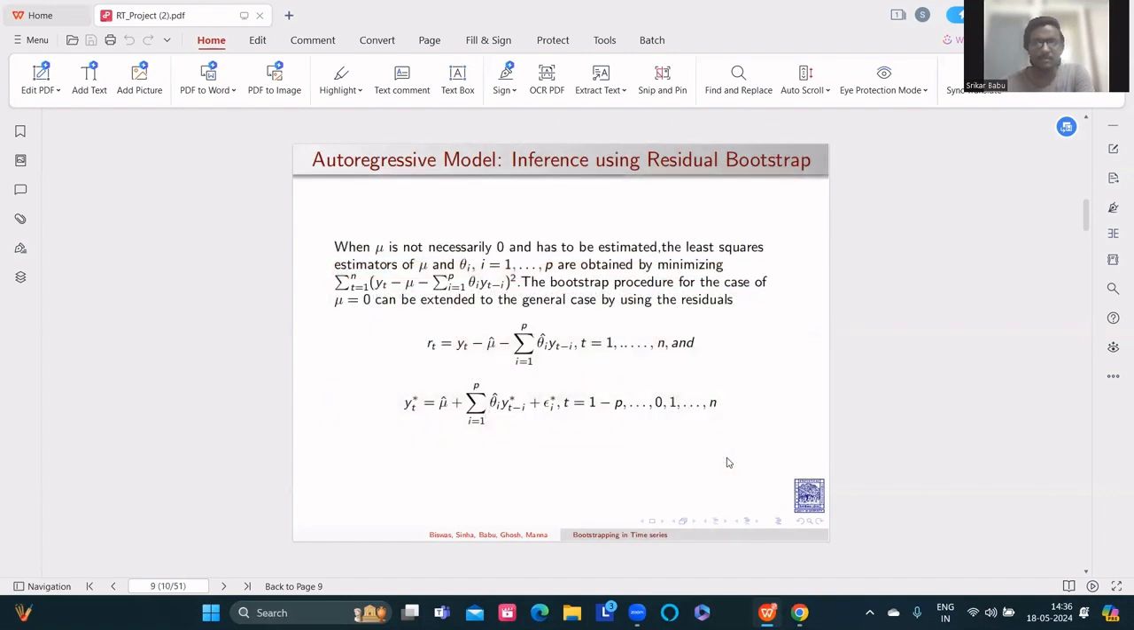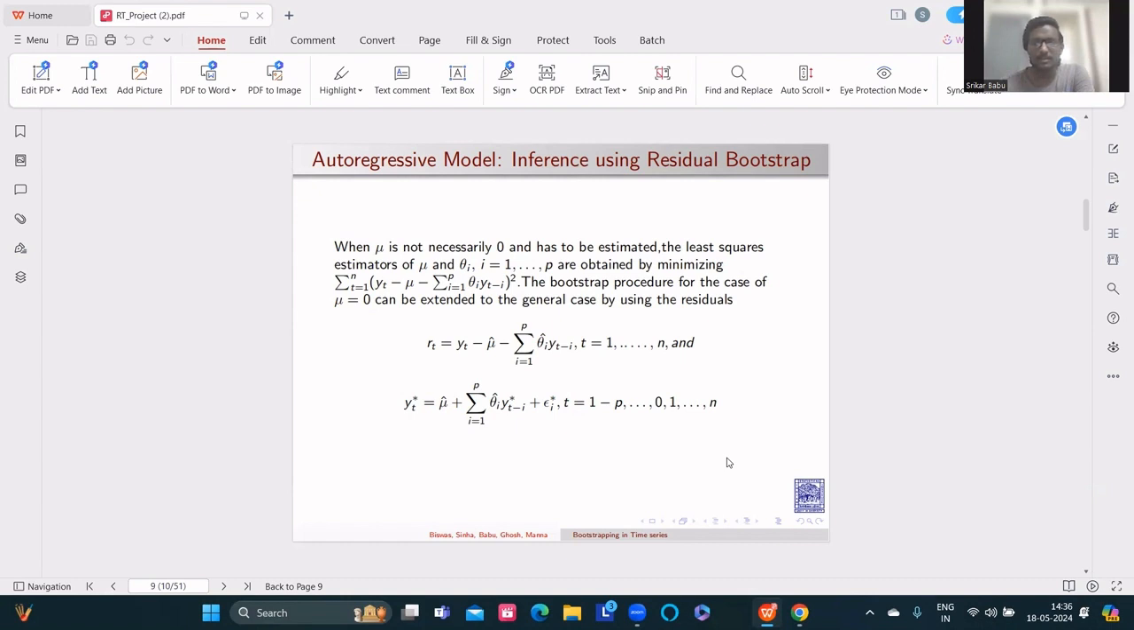Now earlier we have assumed mu is equal to 0. Let us see what will happen when mu is not necessarily 0 and has to be estimated by the least square estimators of mu and theta. We follow the same procedure of minimizing the summation of yt minus mu minus the summation of theta i yt minus i, whole square, and arrive at the least square estimators of mu and theta i.